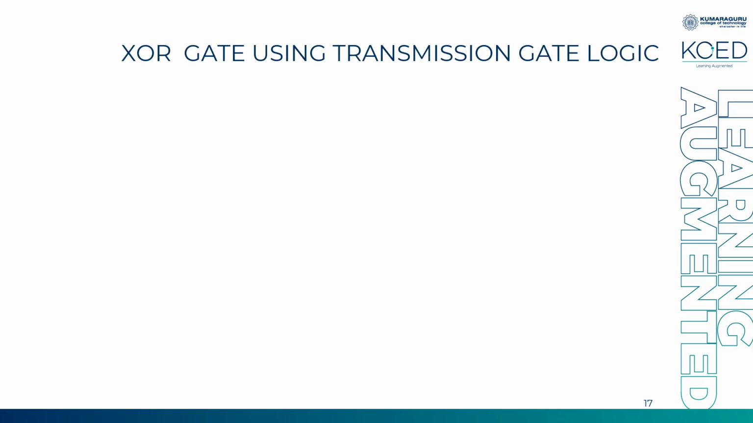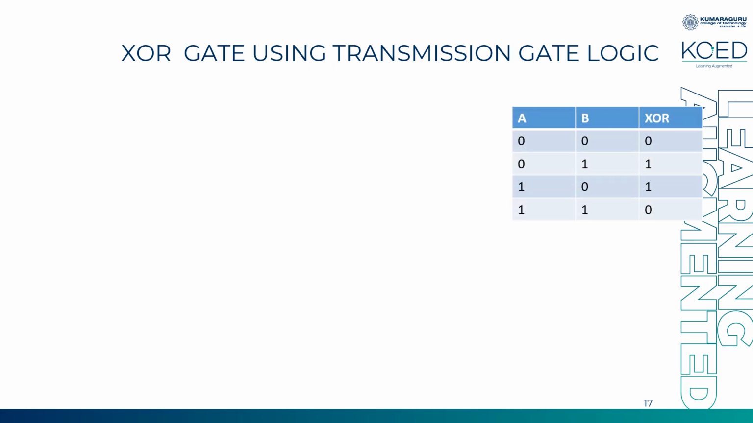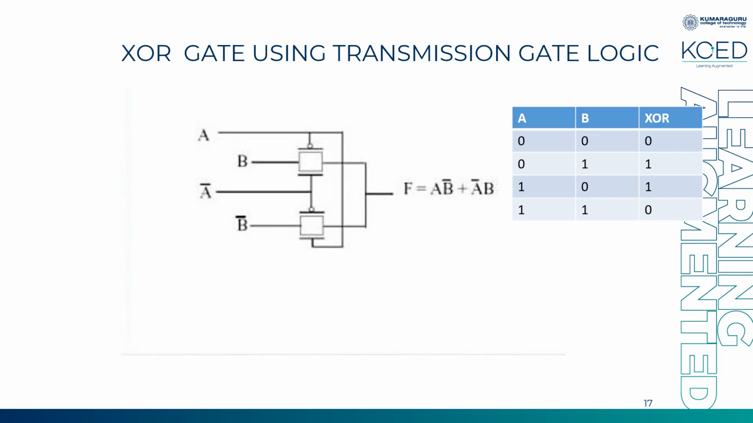So now let us analyze how an XOR gate is designed using transmission gate logic. This is the truth table. For similar inputs, I get a 0. For different input bits, I get 1. This is one way of designing an XOR gate using transmission gate logic. Two transmission gates are used.